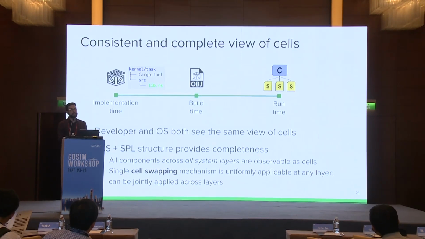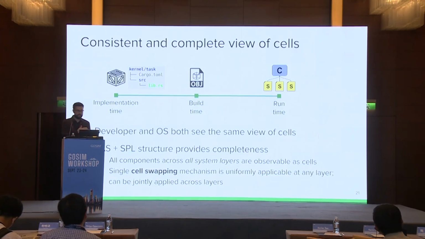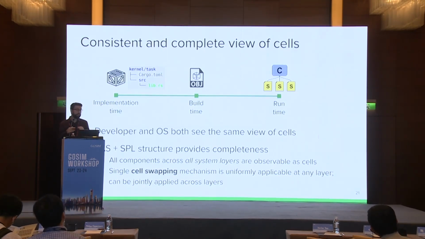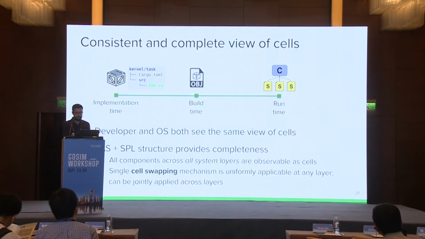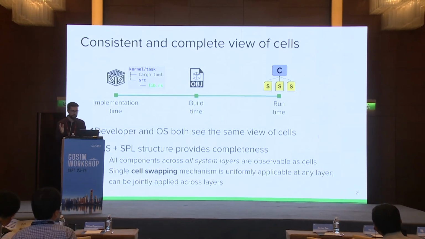And then the fact that everything runs in a single address space and privilege level provides this notion of completeness, right? Which is that every single component, no matter where it is across the system stack, is observable as a cell, right? So we can have this single mechanism where we load cells or swap cells or reload cells that have been corrupted for fault tolerance purposes, and we can apply that to anything that is loaded in Theseus. So you don't need something special for applications or libraries or kernel crates or drivers, right? They're all treated the same.